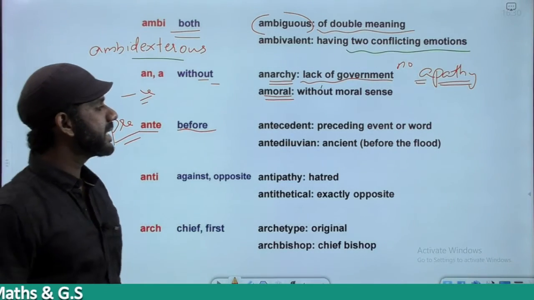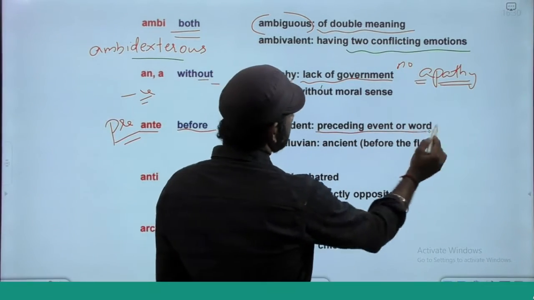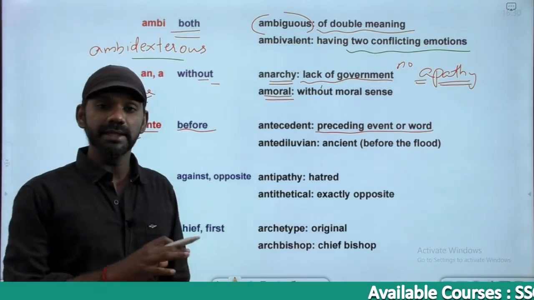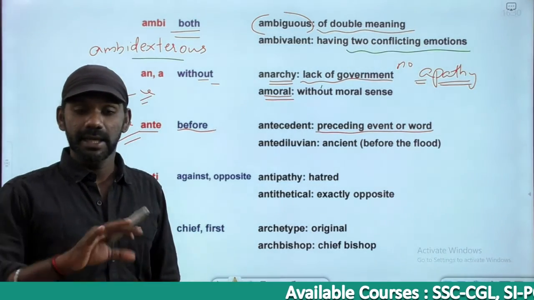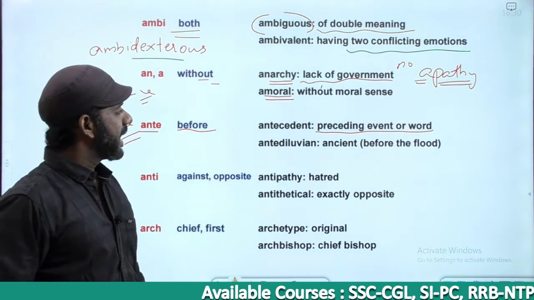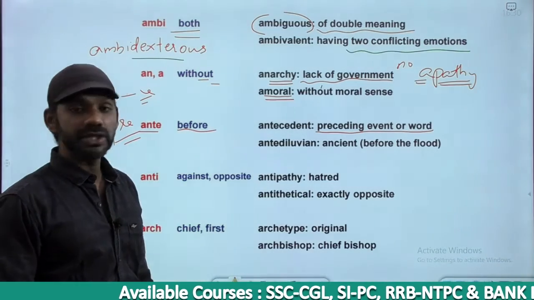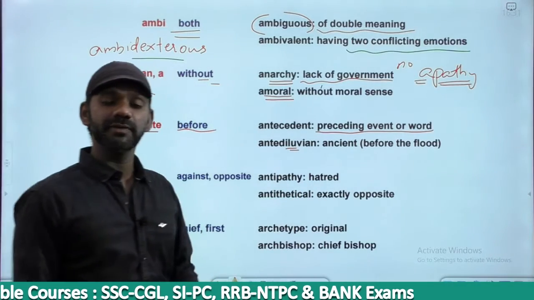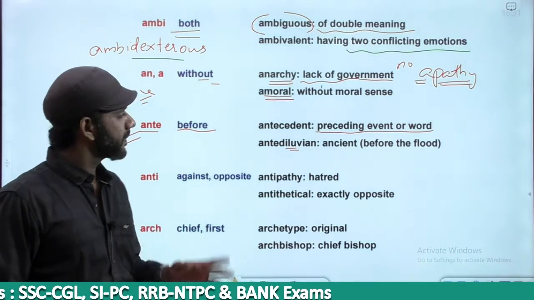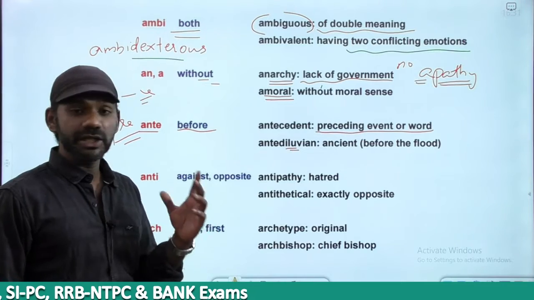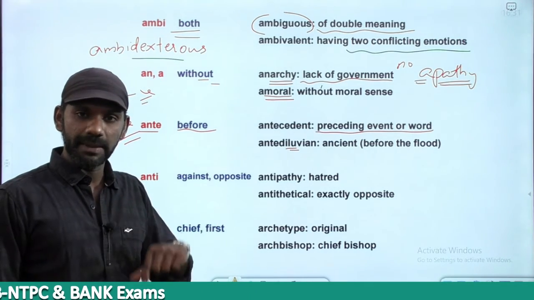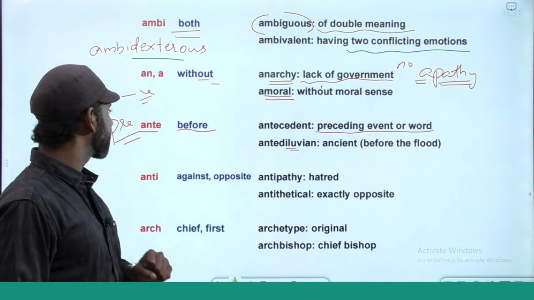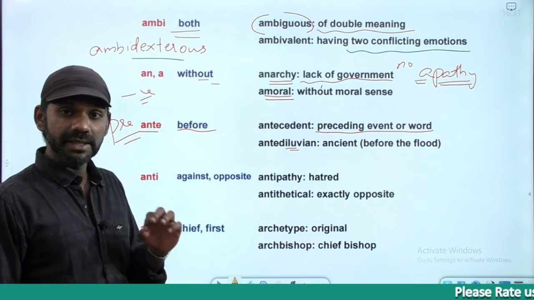Antecedent: preceding event or word. Something that happens before an event, or something that comes before a word, is termed an antecedent. Antediluvian is ancient, or before the flood. Diluvian refers to the flow of a liquid. Antediluvian is ancient, that means before the time when the flood happened. So A-N-T-E is a prefix meaning before. It's the same as P-R-E.